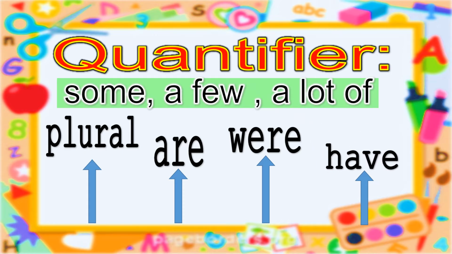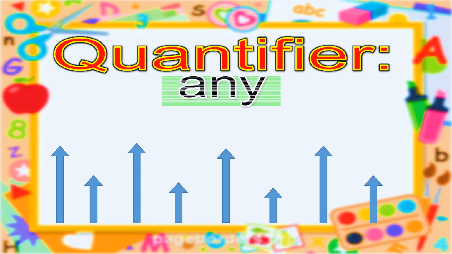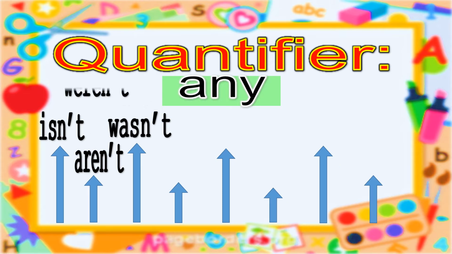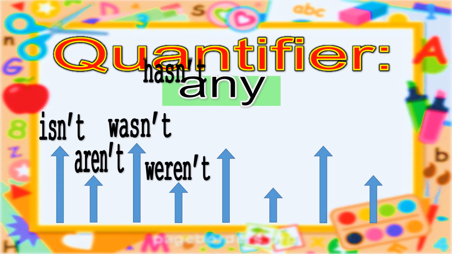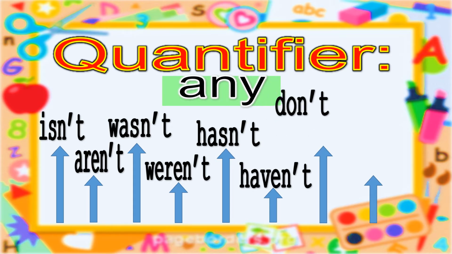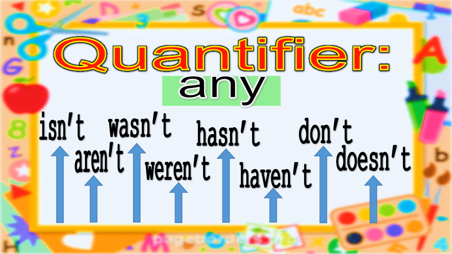And also, this quantifier any is used for negative sentences. And if we're using the word isn't, aren't, wasn't, weren't, hasn't, haven't, don't, and the word doesn't. So those are the examples of our basic quantifiers.